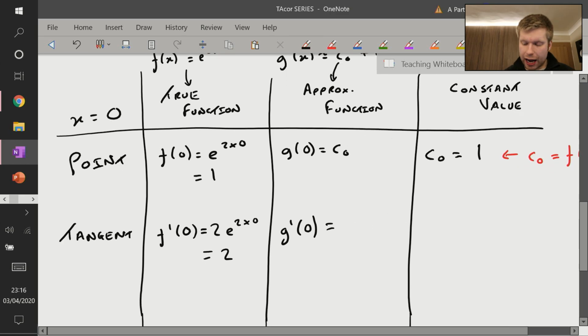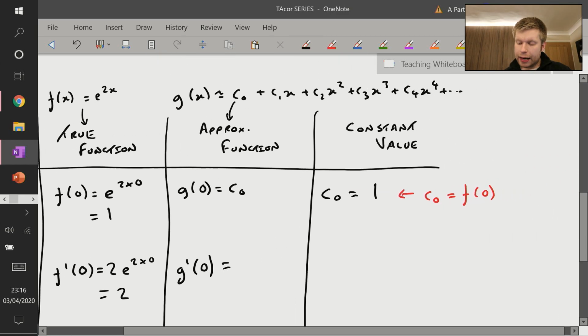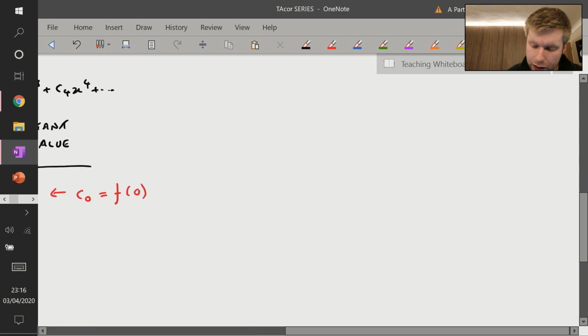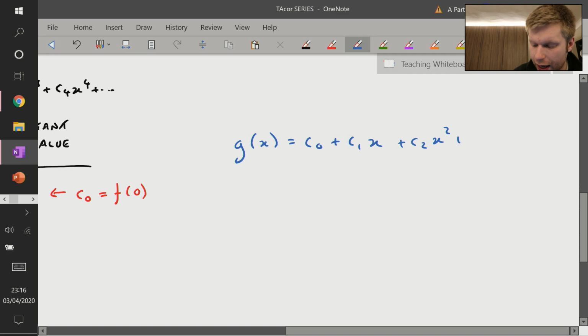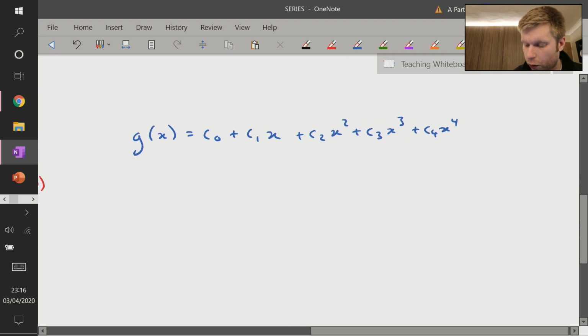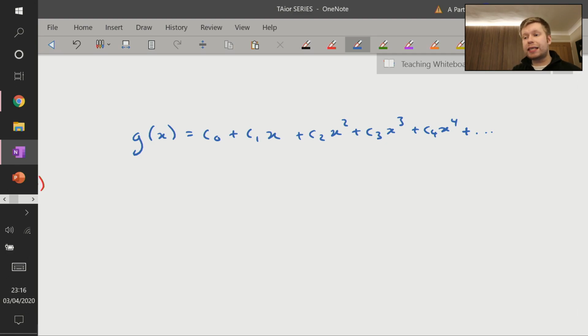Now, if I differentiate my approximation function, let's actually come over here for a bit. So this is my approximation function at the moment. So g of x, I'm basically saying, is going to be equal to c0 plus c1 times x plus c2 times x squared, etc. So c3 times x cubed plus c4 times x to the power 4, and so on, and so on. So I'm now saying that if I want this to be a good approximation, the derivative of this function, when I differentiate it and stick in x equals 0, should be the same as if I differentiate my true function and stick in x equals 0.